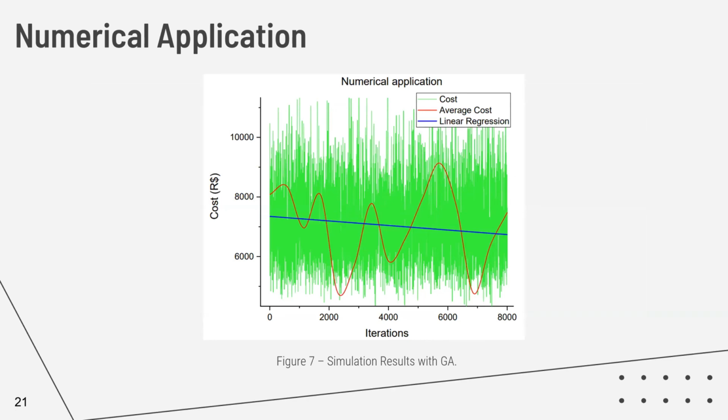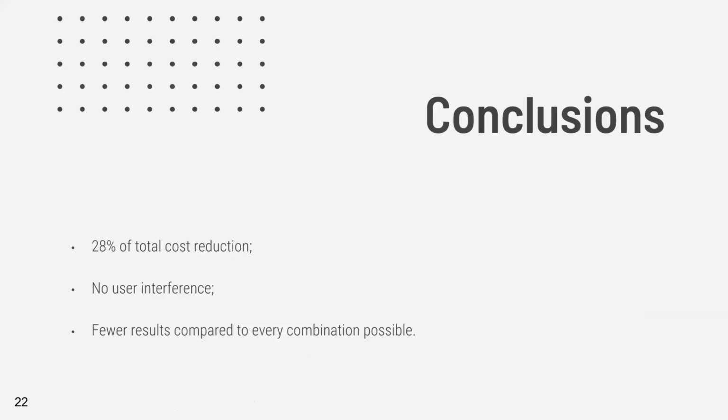Now this chart shows the cost over the iterations. It is possible to infer that the behavior of the structural optimization tends to reduce its cost over time, thus improving its performance to find the optimal solution. So, with the numerical application, it was possible to see the relevance of this work. It was possible to reduce 28% of the total cost without any user interference. And this is the main goal of this work.